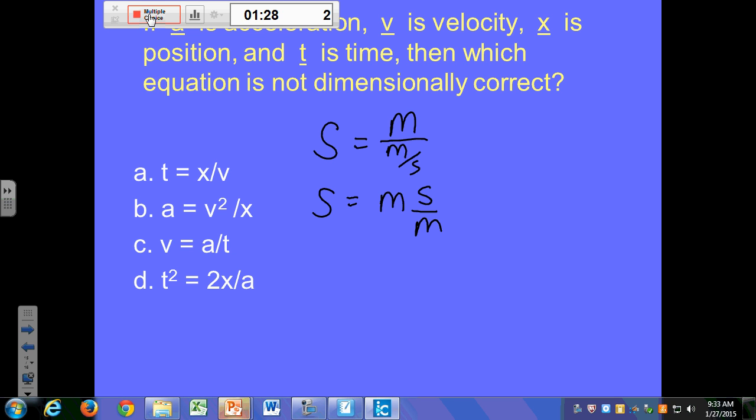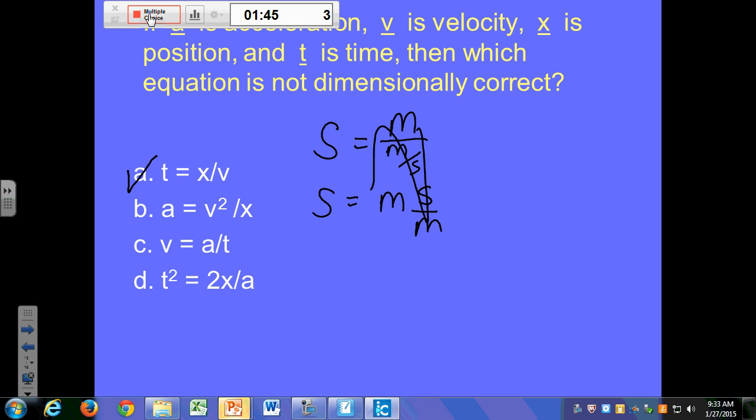Yeah. Often physicists will just look at equations and say, well, the dimensions add up. And if they do, then they assume that must be right. It might not always work, but it works a lot of the time. All right, so that one is okay, so that's not the answer.